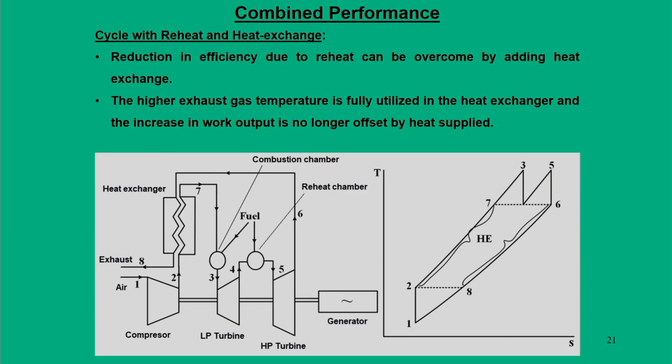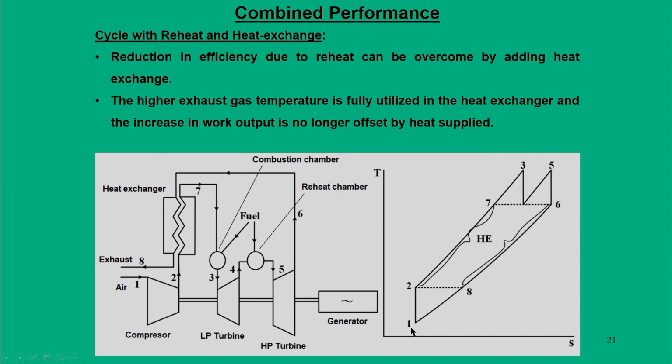Now, to give some kind of introduction to combined performance, of course, the circuit becomes too complicated when it involves so many components. Here another situation could be a cycle with reheat and heat exchange. Reheat means we will have a low pressure turbine and a high pressure turbine. These two turbines can be part of that, and then a heat exchanger could be another part. The primary unit will have a combustion chamber, and the secondary addition of heat would be in a reheat chamber.